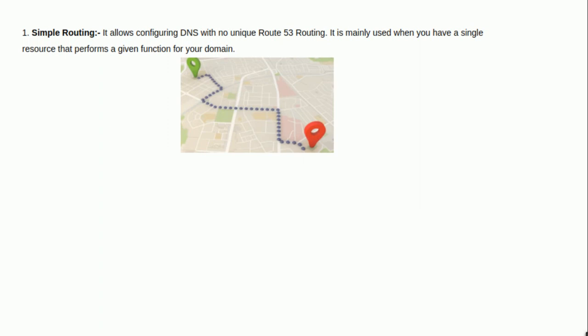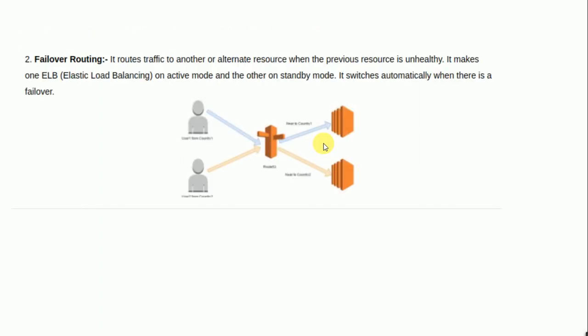Let's define them again in a more effective way. Simple routing allows you to configure DNS with no special Route 53 routing. It is mainly used for a single resource, like source to destination. Failover routes traffic to an alternate resource when the previous resource is unhealthy. It keeps one ELB in active mode and another in standby mode, and it switches automatically when there is a failover.